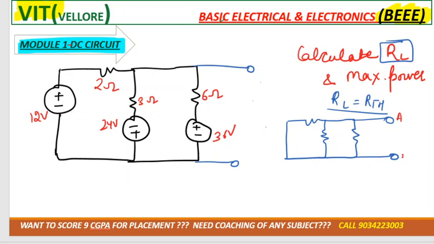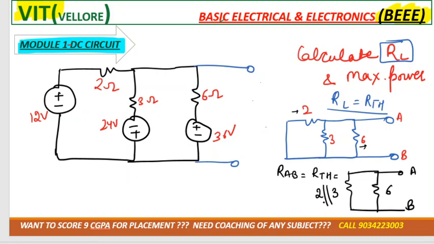So this is A, B, 2, 3, 6, right? So how can we get RAB or RTH? Tell me, from where we'll start? 2 ohm or 6 ohm? In this case 2 is parallel with 3 because both are on different paths. That will combine with 6 ohm, right? Now after solving we'll get RTH, and that would be equal to RL.